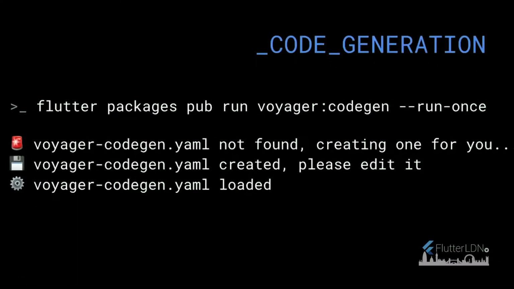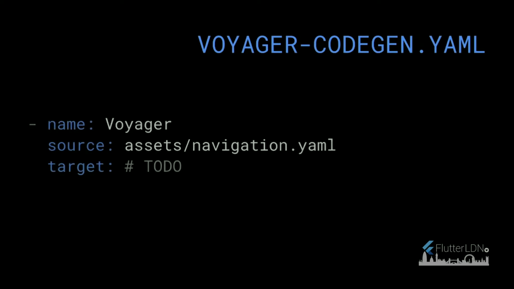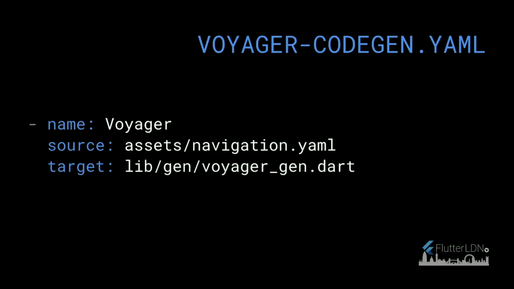So this would happen, and we'll create a configuration file for your code generator. You have to go ahead and edit it. So you have a source where your navigation map is located and a target where your generated code will be outputted to.